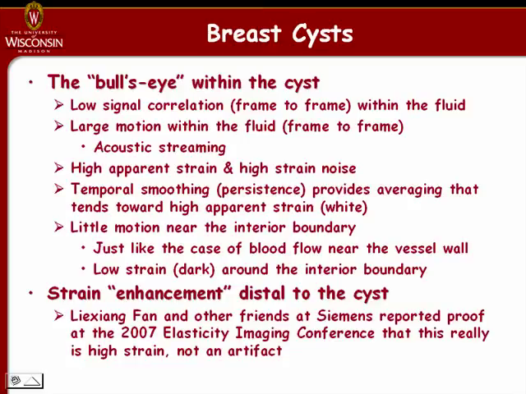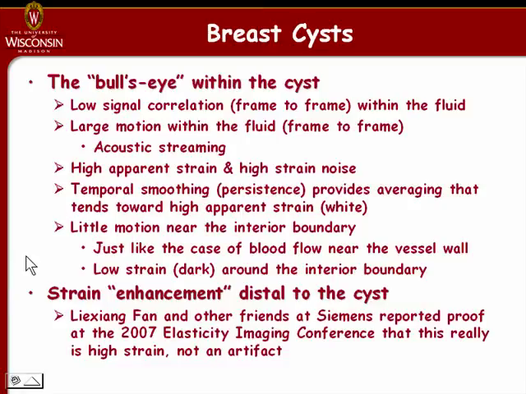We also know that if it's fluid, the acoustic pressure can cause streaming, which tends to stir the fluid, so that we get, again, low correlation from one frame to the next, and that results in high apparent strain noise. And then if we use temporal smoothing or persistence, averaging a sequence of frames to generate one frame, that will result in an averaging among those frames that have a fair amount of white in them, which tends toward a high apparent strain, or brighter than medium gray.